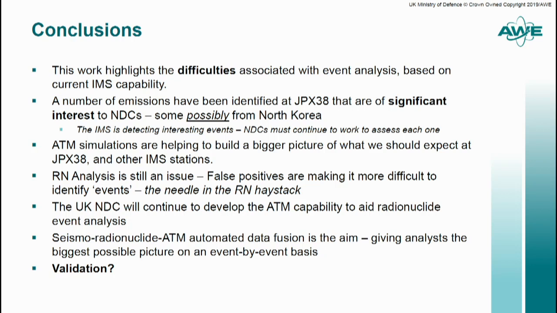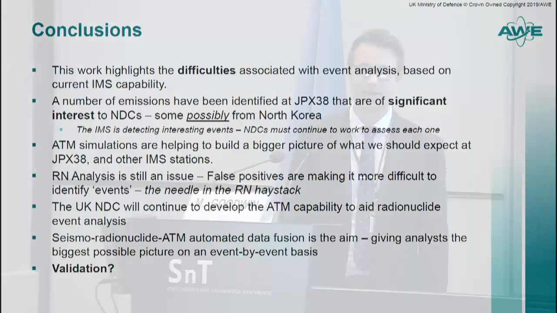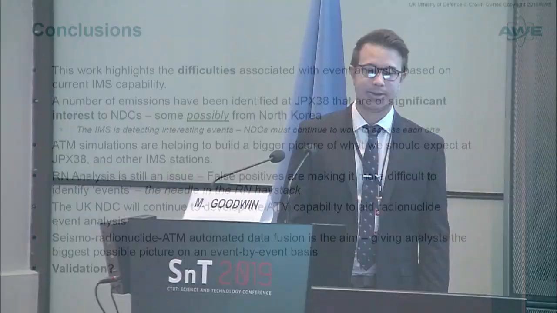So a few conclusions from this work. Hopefully this highlights some of the difficulties in event analysis for IMS radionuclide detections. But there are a number of events that are of significant interest to NDCs, and some of these are possibly from North Korea. We're using ATM and radionuclide science to help give a bigger picture of what's going on in the IMS. But as I said, it really is quite difficult. And our aim as an NDC is to build a seismo-radionuclide-ATM automatic data fusion to give the analyst the best possible chance of working out what's going on on an event-by-event basis.